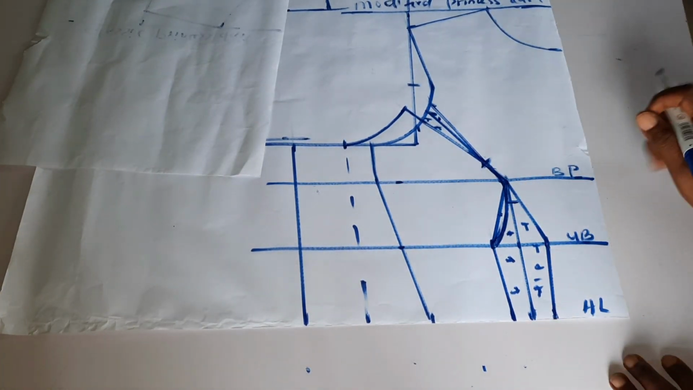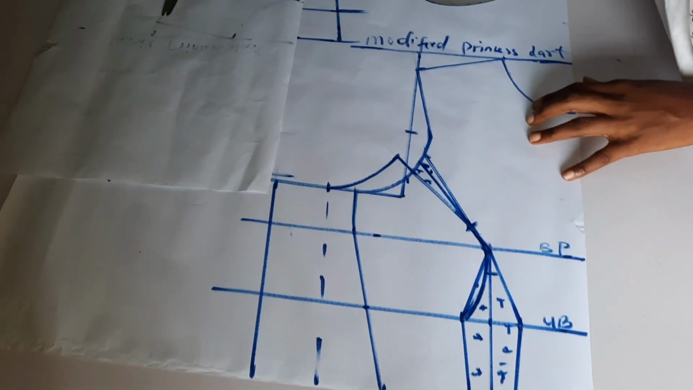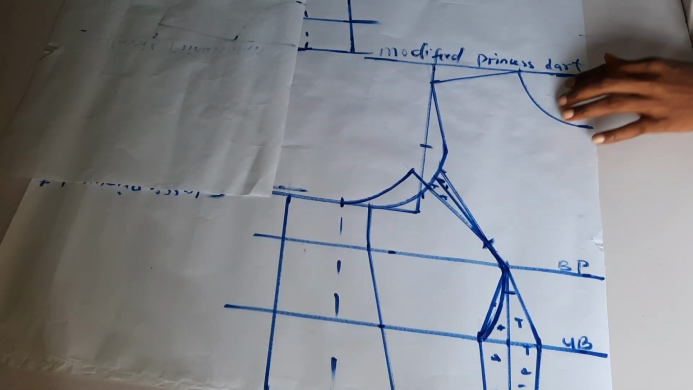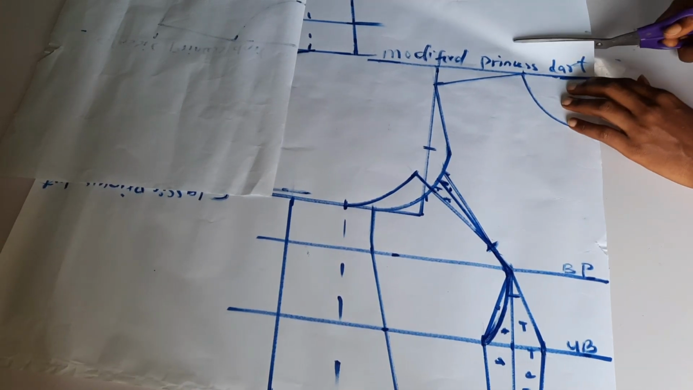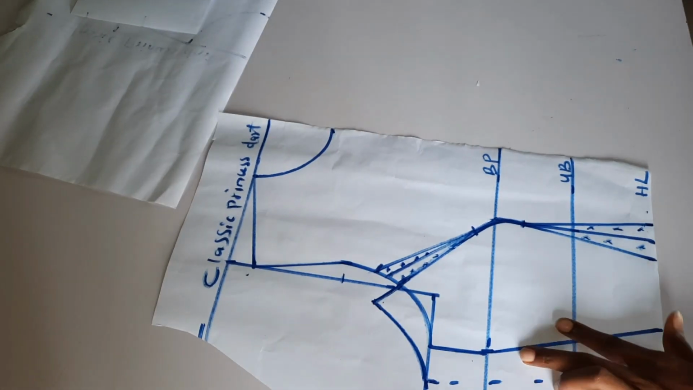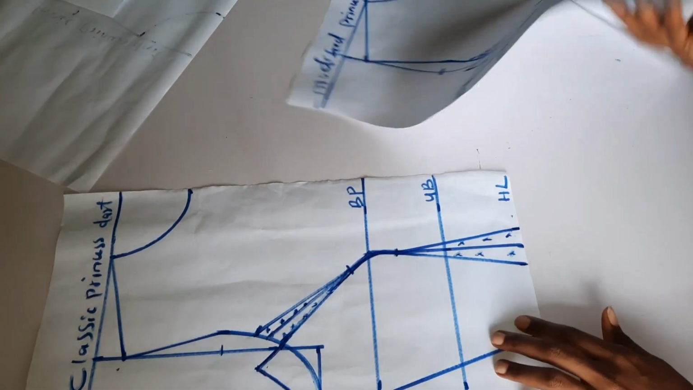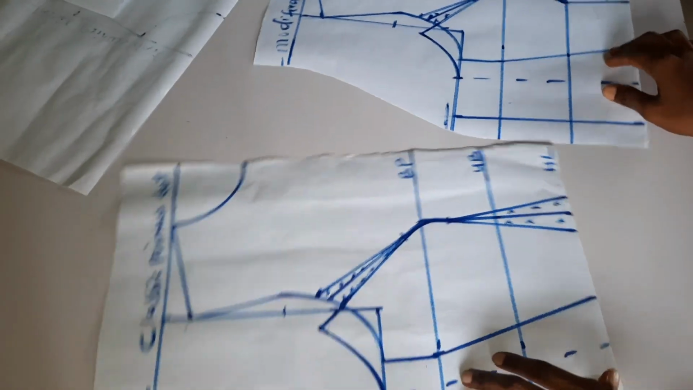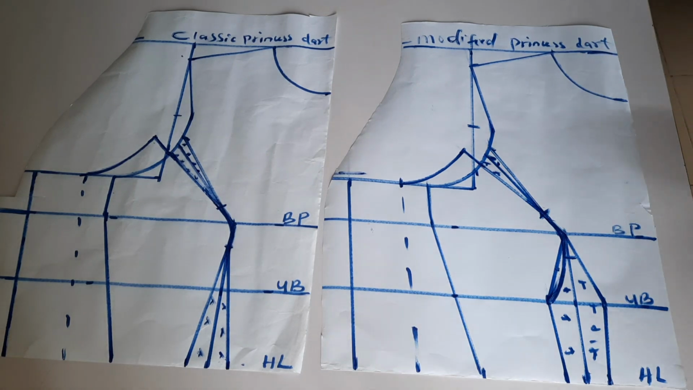So this is what we have for the modified. Now I'm going to cut this out, and I'll show you guys the difference between the two things that we have here. Okay, so yeah, this is the modified, this is a classic princess dart, all right, and then this is the modified princess dart. Let me keep this way. This is the classic and this is the modified.